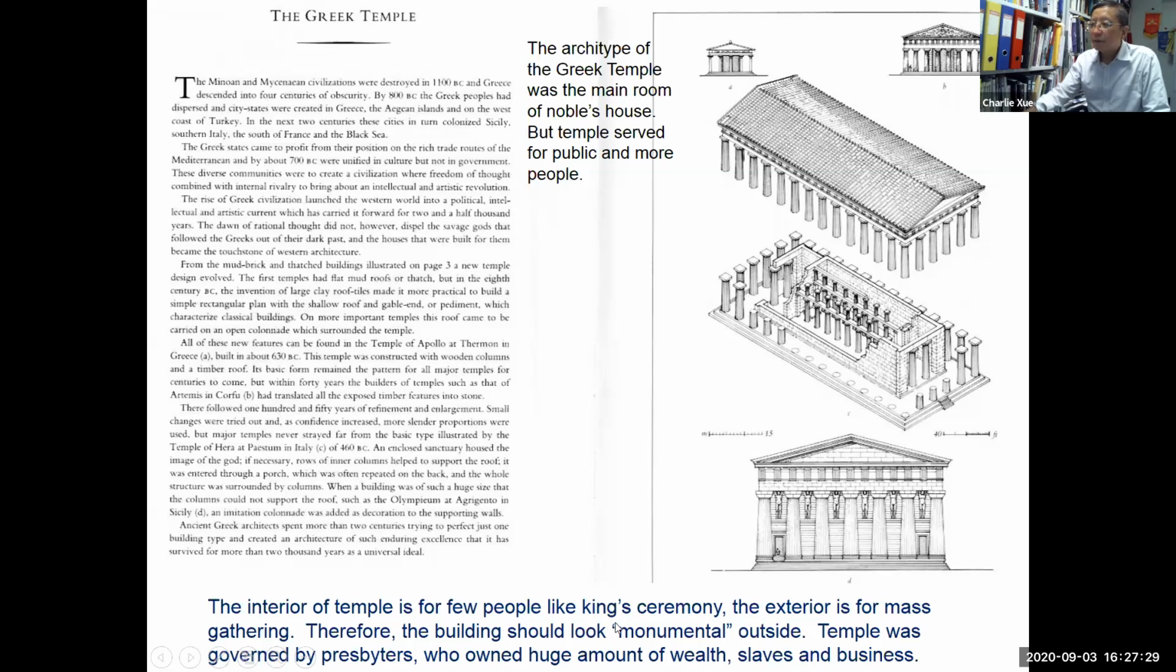And few people, king ceremony. The exterior is for people's gathering. People will gather outside. The temple was governed by presbyters, the people who organize and manage the temple. They own a huge amount of wealth, slaves and business. They are very rich, so they can build such a big temple. So the public is usually outside, using the external space.